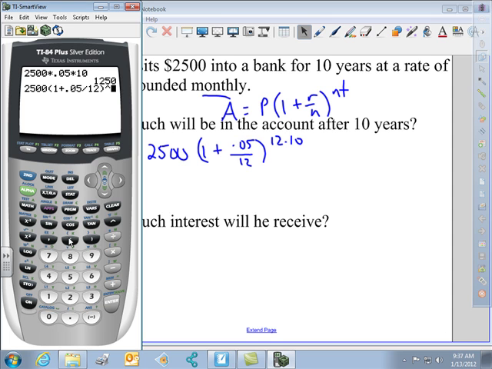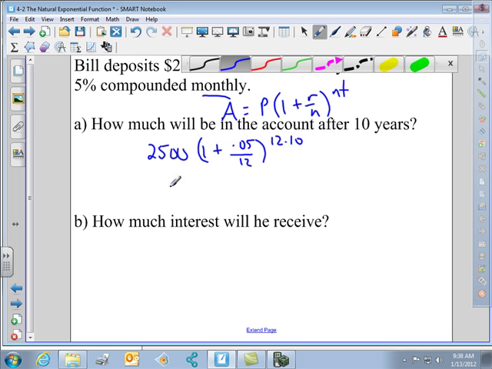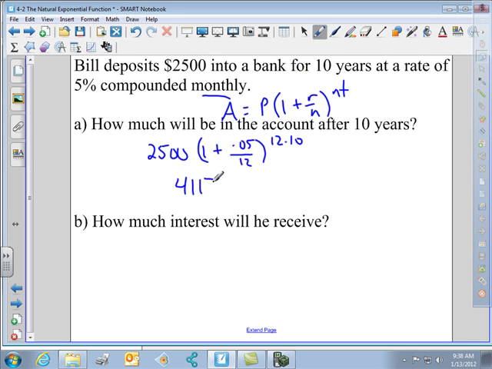If we're going to let the calculator do this for us, then we're going to need to make sure we put that 12 times 10 in parentheses. So put the entire exponent in parentheses, otherwise you will not get an accurate answer. And our value will be $4,117.52. Now the question here is, how much interest will he receive?